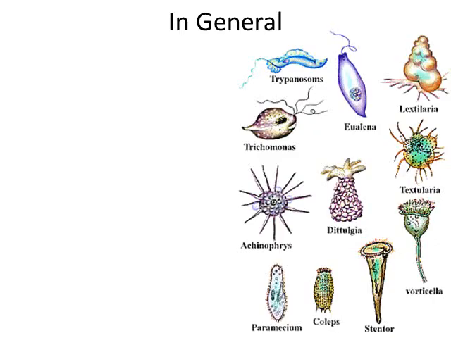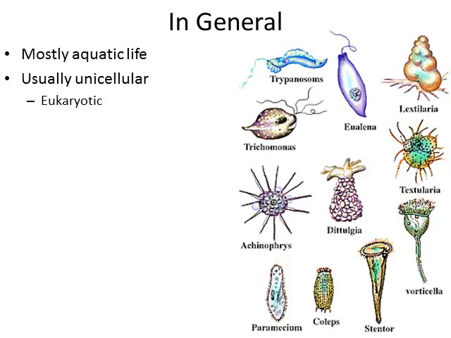So in general, here's a little collage of a few microscopic Protista. In general, Protista are mostly aquatic, and I say mostly because when we get to the fungus-like Protista, there are some that do live on land, but for the most part, they're aquatic. You'll find them in rivers, lakes, streams, some kind of body of water.